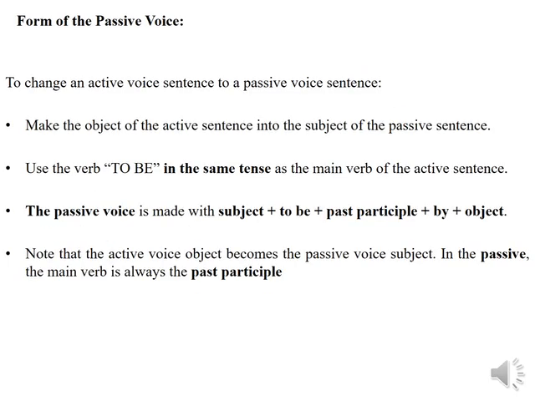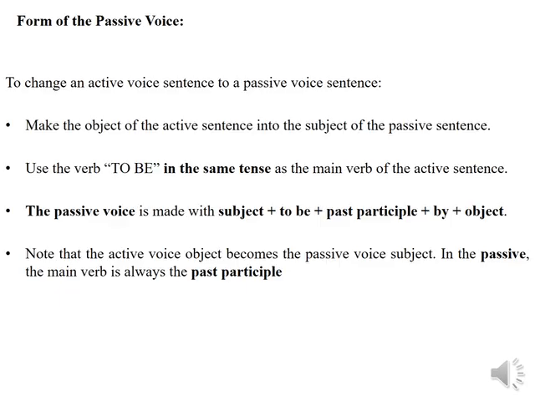Forms of the passive voice. To change an active voice sentence to a passive voice sentence, number 1, make the object of the active sentence into the subject of the passive sentence. So there will be a kind of swap. We are going to swap. The object in the active, when it gets to the passive, becomes the subject. The subject in the active, by the time it gets to the passive, becomes the object.